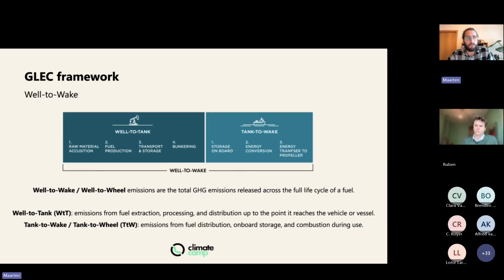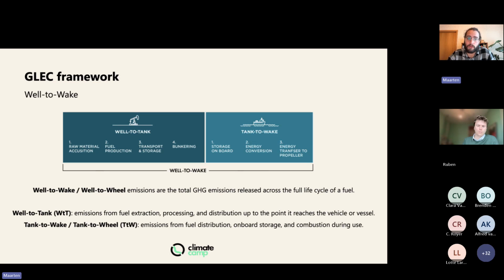The second concept, which is really important to understand, is well-to-wake. So well-to-wake is how we account for emissions from transportation from raw material extraction, such as crude oil extraction, up until the point where fuel is transferred to the propeller or the combustion engine. Why is it called wake? Wake is relevant for air travel and sea travel. When we're talking about road transport, this concept is called well-to-wheel.